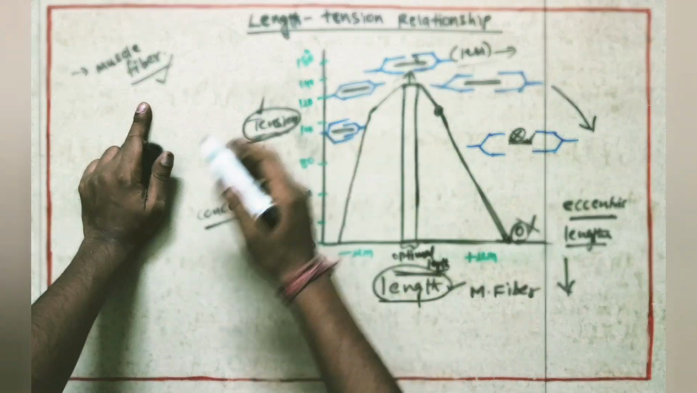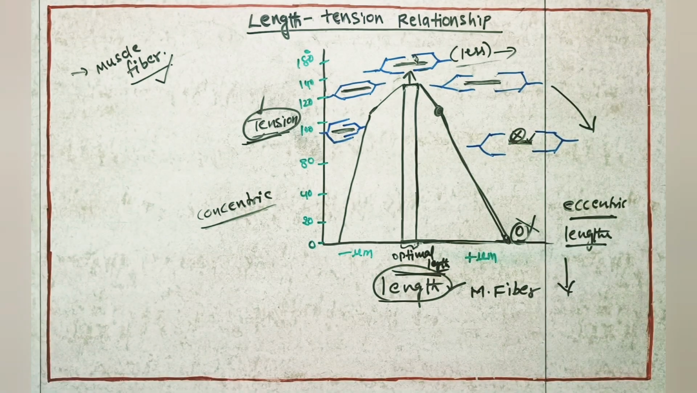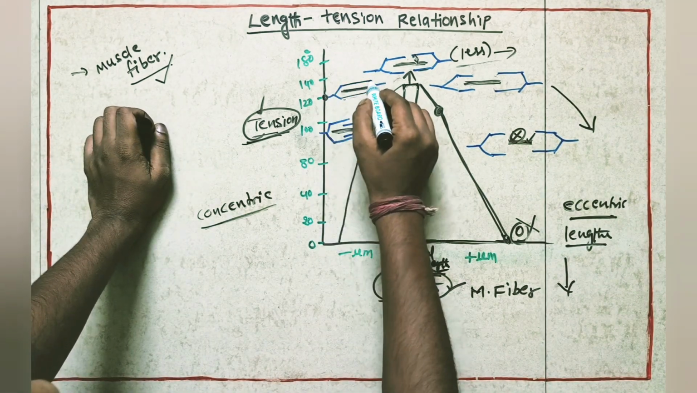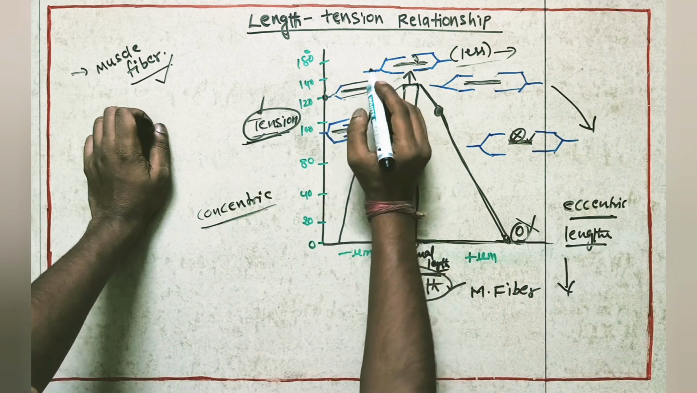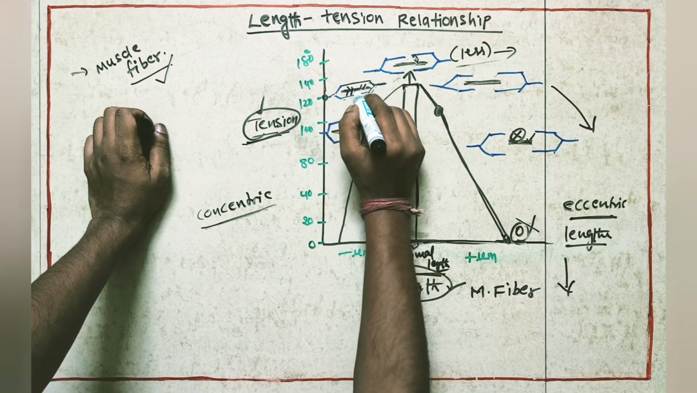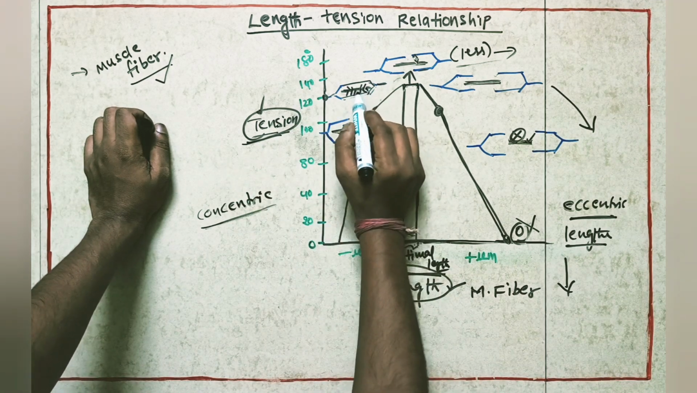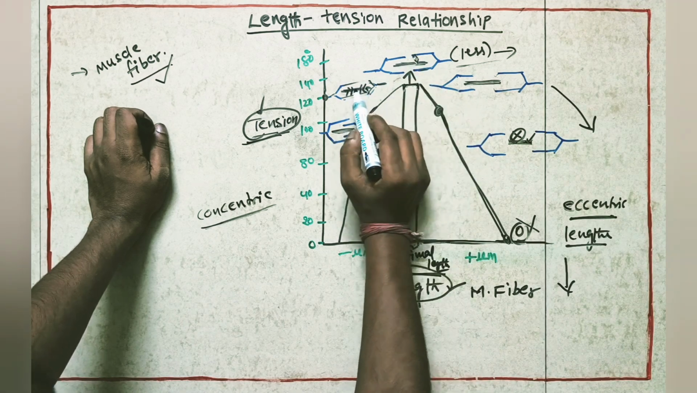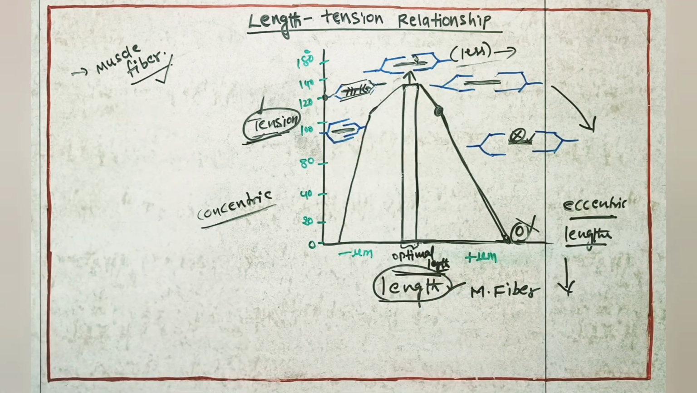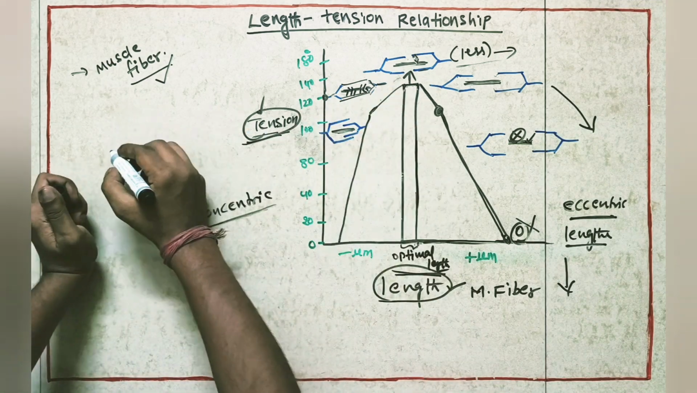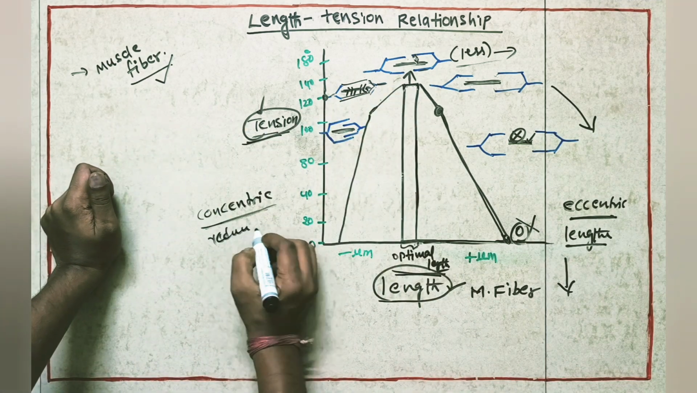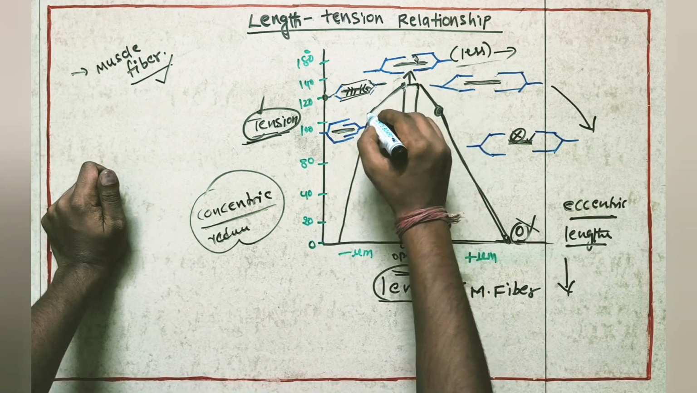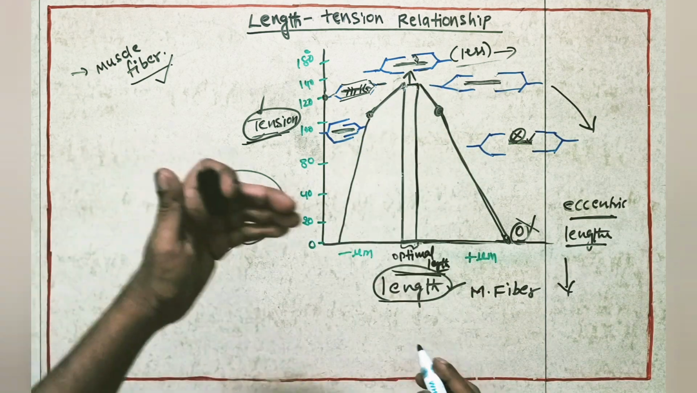Now we will come to concentric contraction. This is the shortening of the muscle. Here the overlap between actin and myosin is almost maximum. There is space between actin and myosin in the middle, but here actin is completely over the myosin, so the muscle length is reduced. This is concentric contraction. In this also, the tension on the muscle fiber will come down.